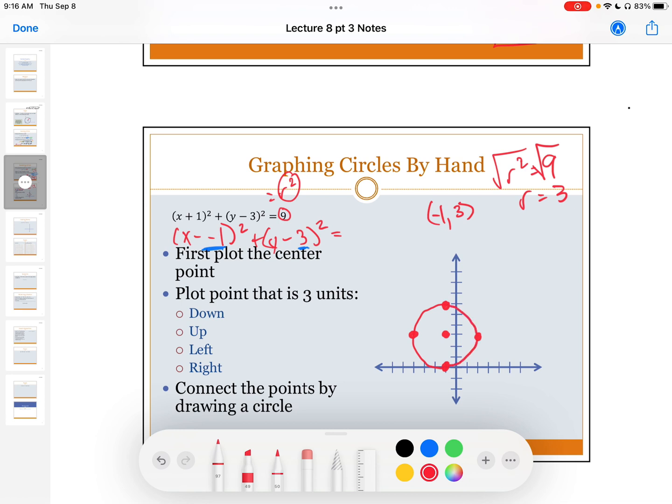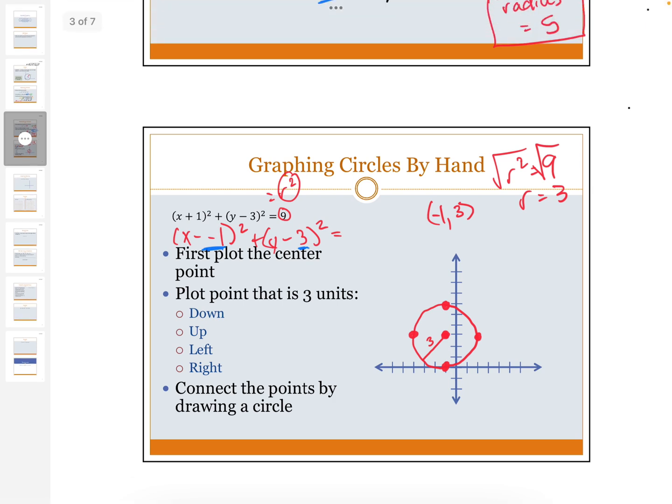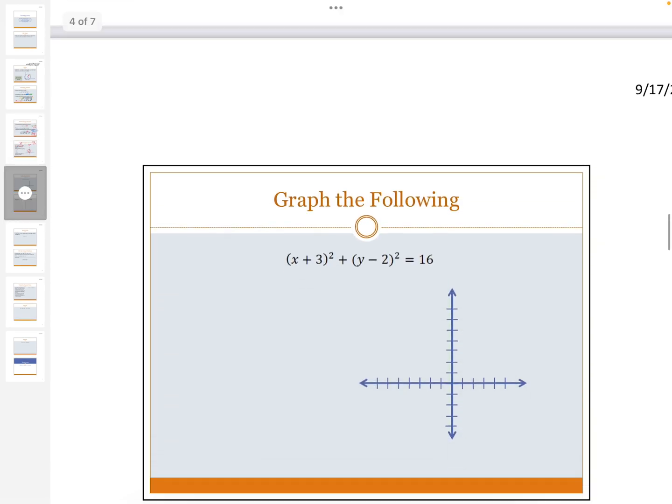Now, not all of you are going to be able to draw a circle as well as I can. So one thing that we would want to do is draw the radius out from the edge and label it so we know that that radius there is 3. So that's how we go about graphing our circles. Let's do another example here on the next page.